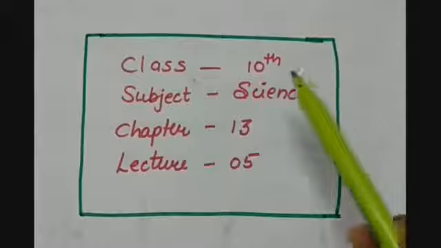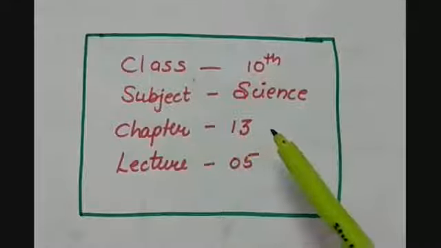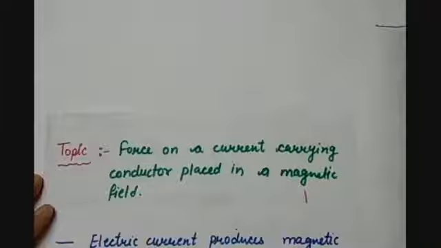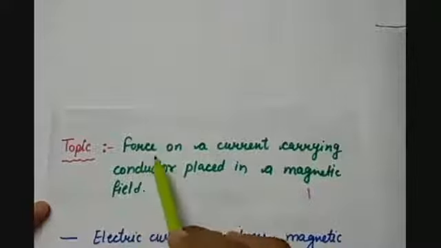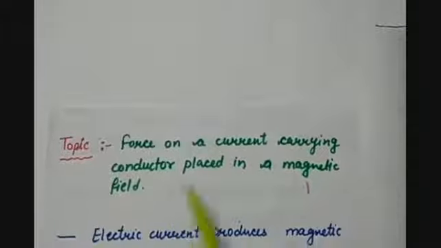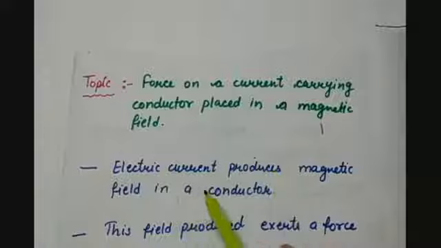This video is for class 10th subject science chapter number 13, that is magnetic effects of current, and this is lecture number 5. So dear students, in our previous lecture we have studied about the magnetic field due to a current carrying solenoid. And in today's topic we are going to study the force on a current carrying conductor placed in a magnetic field.